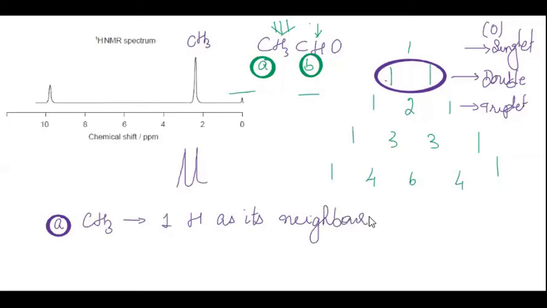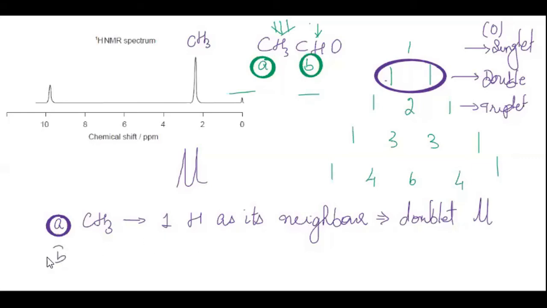One hydrogen as its neighbor. So it will be giving rise to a doublet, as you can see here. This gives rise to a doublet of equal height.